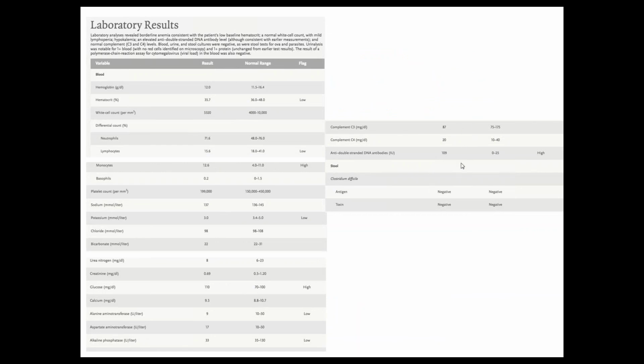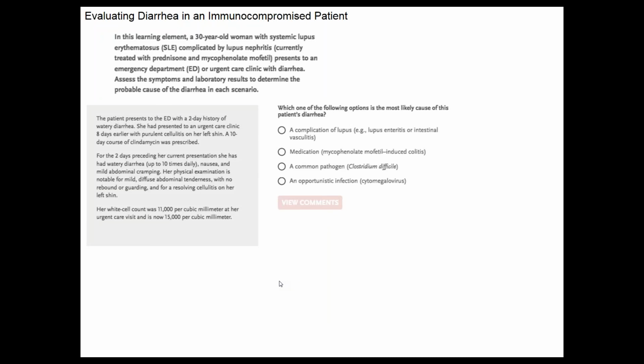And we can look at her complement levels and her double-stranded DNA antibodies, they're high, and these various things. She doesn't have Clostridium difficile. And if we look at these laboratory values here, her glucose levels are high, and her creatinine is still within the normal range despite 40% crescents, and so we're happy about that. Then we're asked to figure out why this woman has diarrhea, on the basis of what we've learned from this laboratory testing.